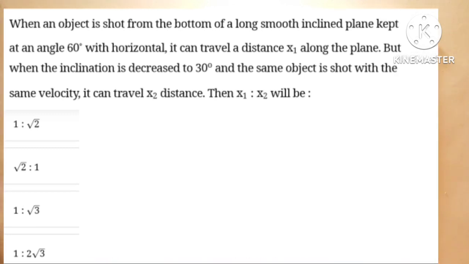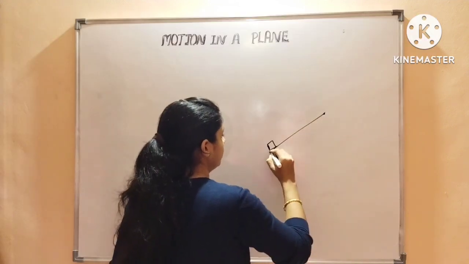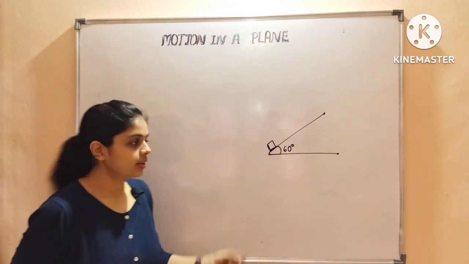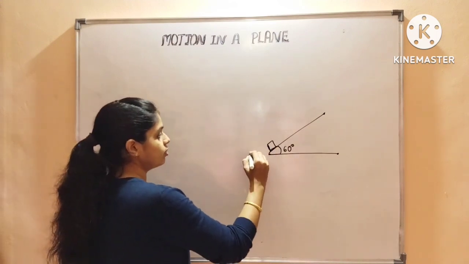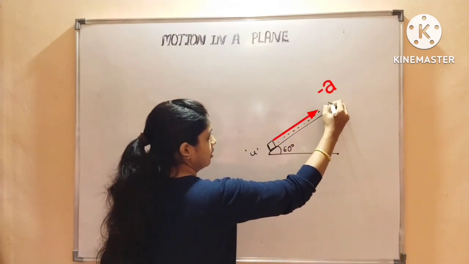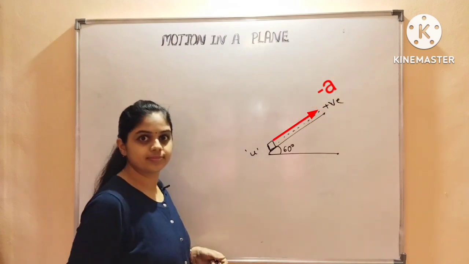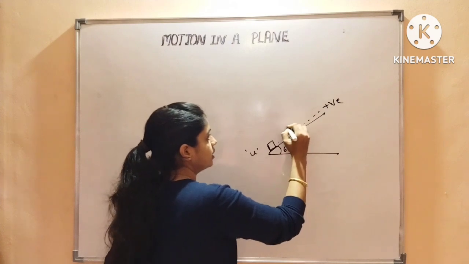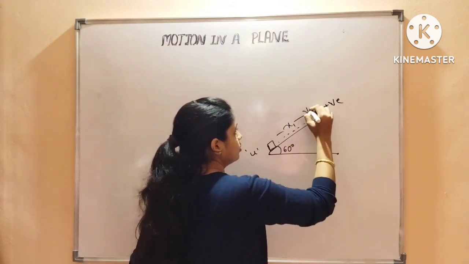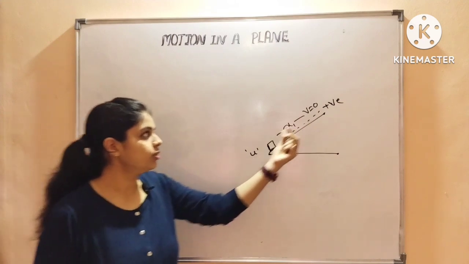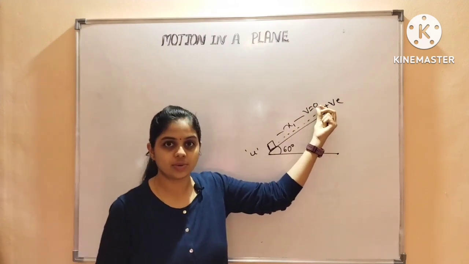In the question, an object is shot from the bottom of the inclined plane. The angle of inclination is 60 degree. The object is shot with initial velocity u and moving in this direction. Let the direction be positive. Now the acceleration of the particle is decreasing, and after reaching distance x1 the velocity will be equal to 0. Now initial velocity is u, final velocity is 0.